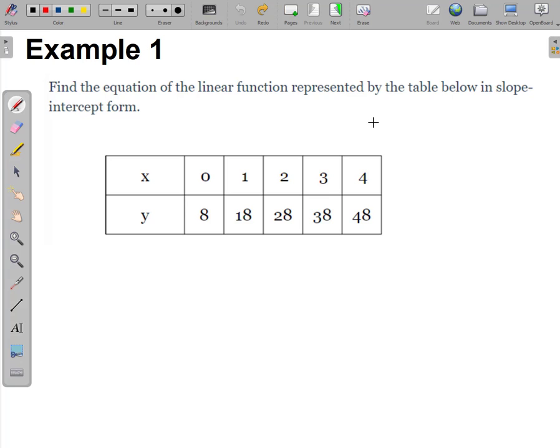Example 1. Find the equation of the linear function represented by the table below in slope-intercept form. So just to give you a quick reminder, slope-intercept form is y equals mx plus b. Please remember that our m value stands for slope. And slope, if you recall, that's equal to rise over run. Our b value that's listed right here is our y-intercept.